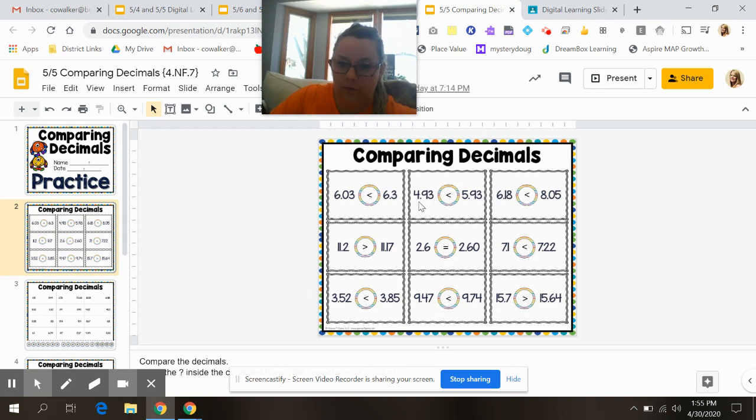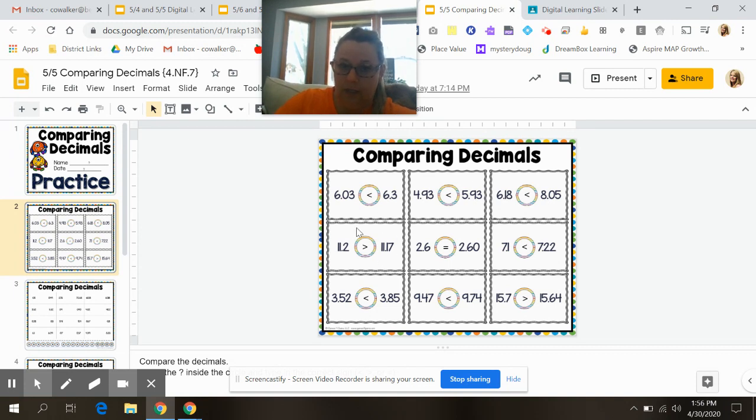In this one, you have 4 and 93/100 or 5 and 93/100. So you didn't even have to look very far because you had 4 in the ones place and 5 in the ones place. That 5 in the ones place is going to be much larger than the 4. So that's going to be larger. Same thing with this one over here. You have the 6 in the ones place and the 8. When you have that whole number of a 6 and an 8, we can all compare whole numbers in our sleep, most of us. So you have a 6 and an 8, which is bigger? Well, the 8. So we didn't even have to look at the decimals on that.